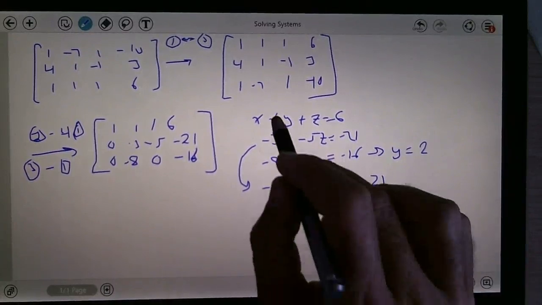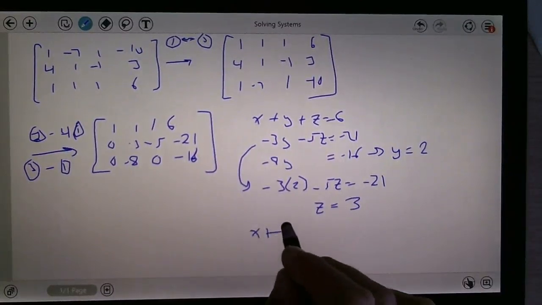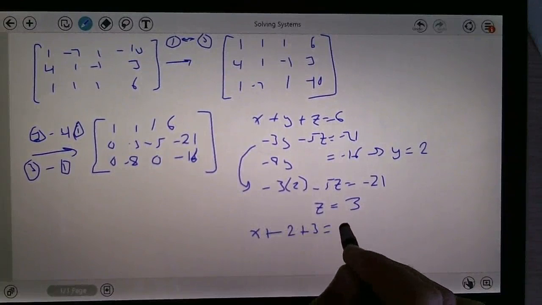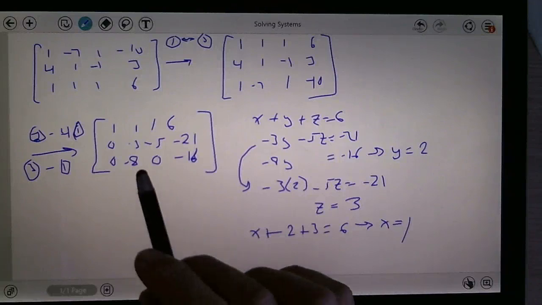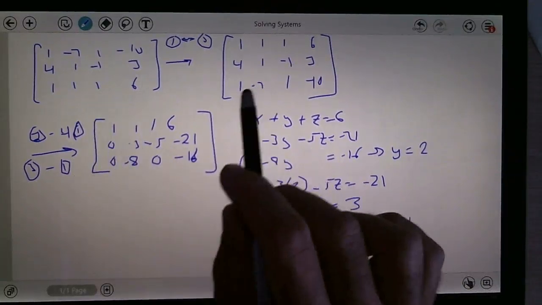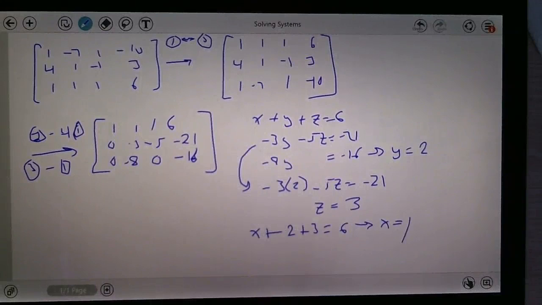Now that I know y and z, I can plug them back in here, and I've got x plus 2 plus 3 equals 6, which tells me that x equals 1. And there we go. We have a solution. Now, this was an elimination process without having to worry about all the x's and y's. We just looked at the coefficients. This is sometimes called Gaussian elimination, and we will look at this in much more detail on subsequent days. But for now, this is an introduction to how we do it.